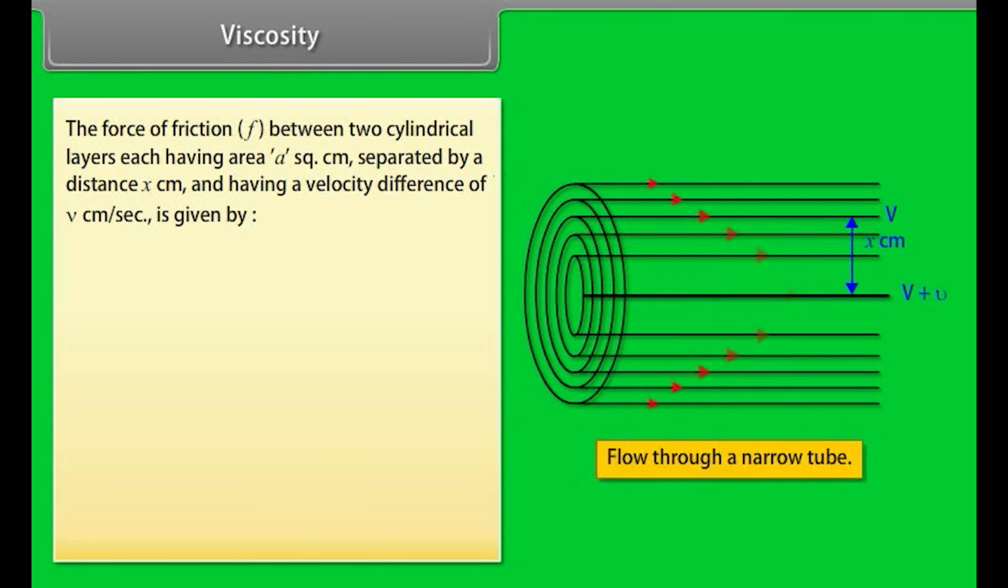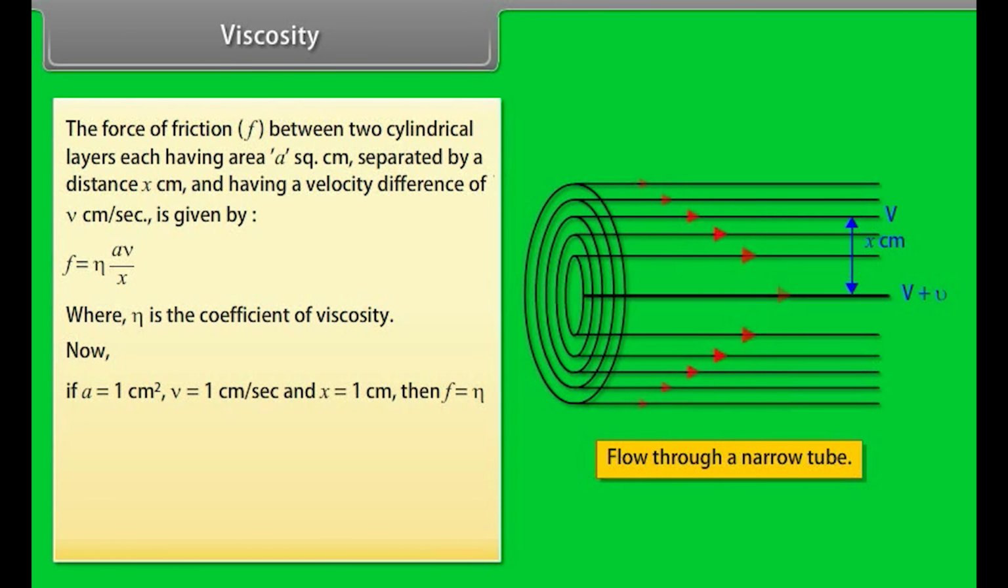The force of friction F between two cylindrical layers, each having area A square centimeter, separated by a distance x centimeter and having a velocity difference of nu centimeter per second, is given by F = eta A nu by x, where eta is the coefficient of viscosity. Now, if A = 1 centimeter square, nu = 1 centimeter per second and x = 1 centimeter, then F = eta.